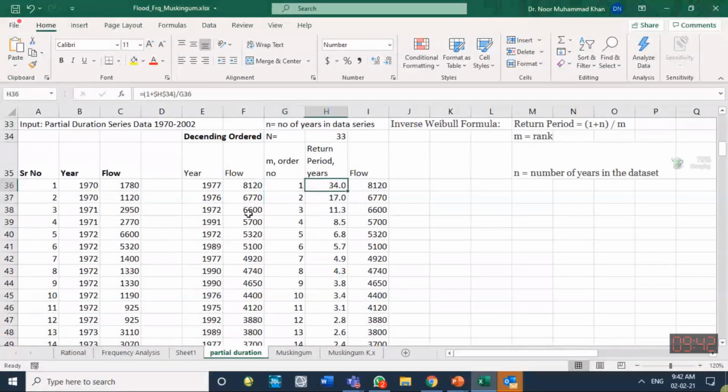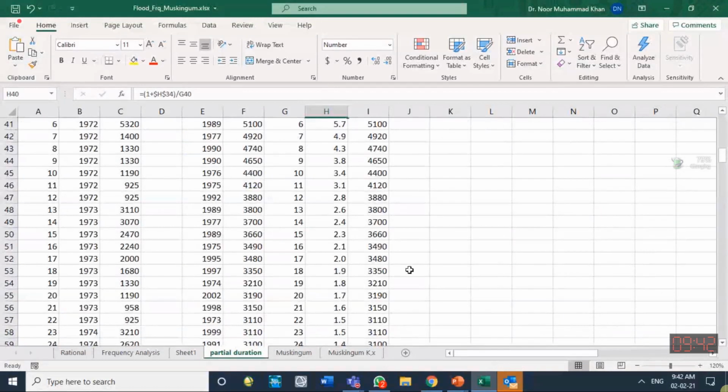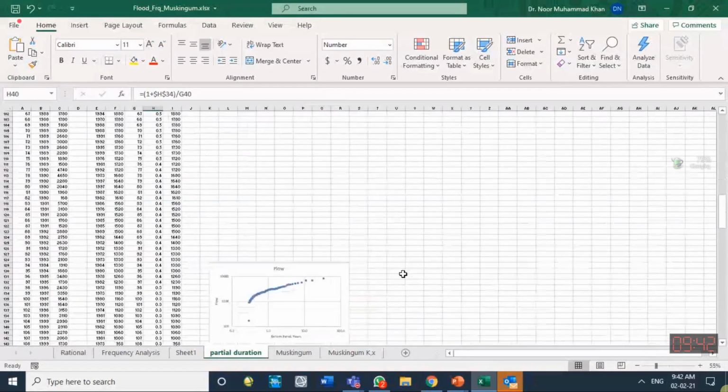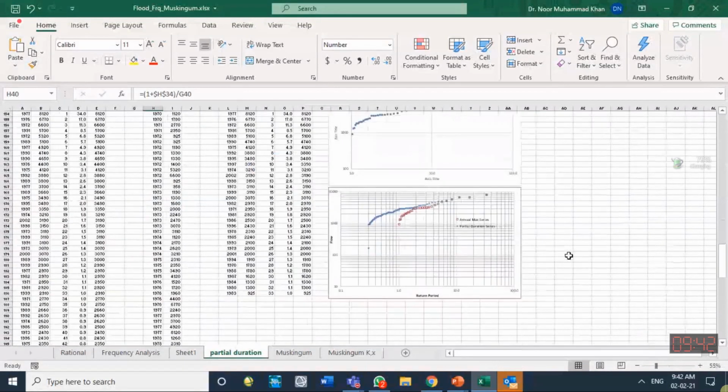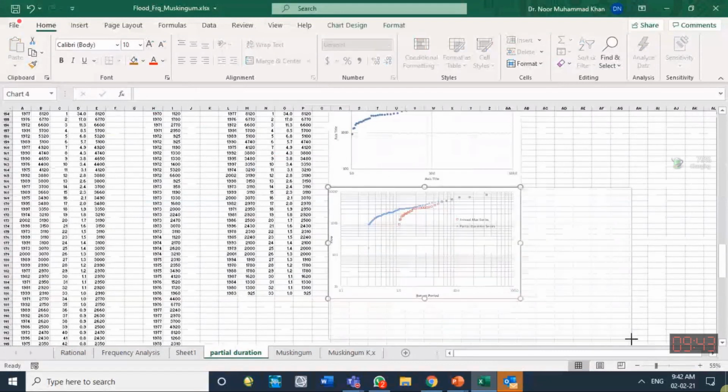Return period is calculated as the inverse of the Weibull method, so (1 plus n) divided by m. So we can calculate the return period and we can calculate the frequency also. If we draw the return period calculated based upon the partial duration curve or based upon the annual flood series, both can be compared in this way.